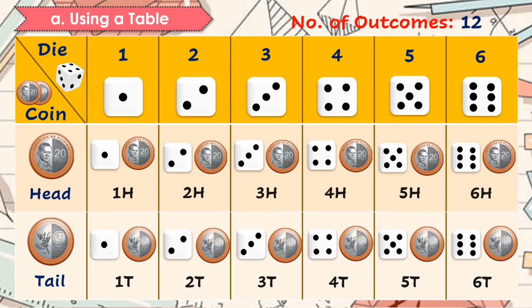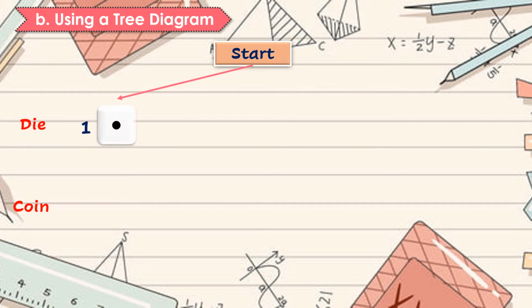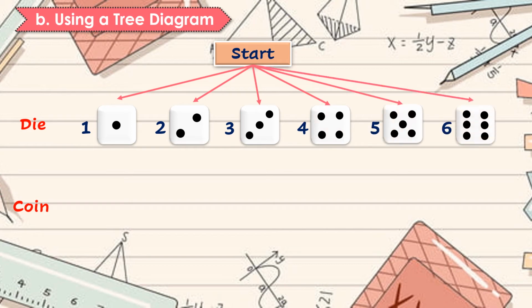How about for using a tree diagram, magkakaroon ulit tayo ng starting point and ang experiment natin is rolling a die and tossing a coin. For a die, it has 6 possible outcomes. The numbers 1 to 6. Then, for tossing a coin, it has 2 possible outcomes. The head and the tail.